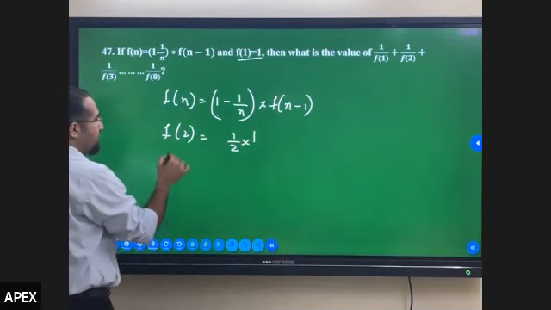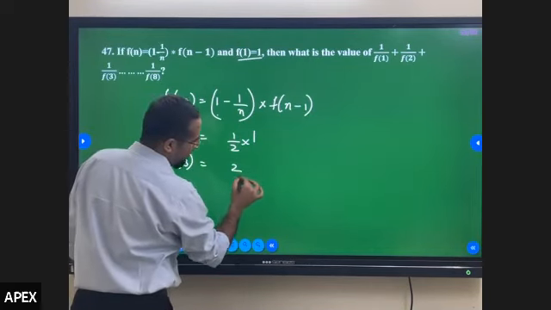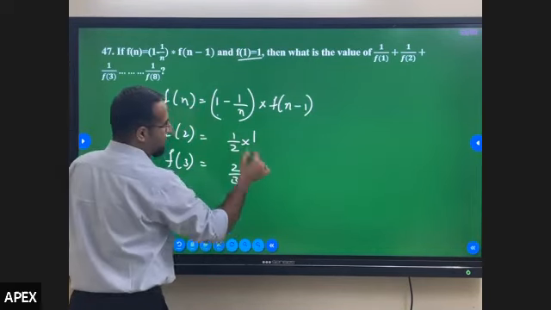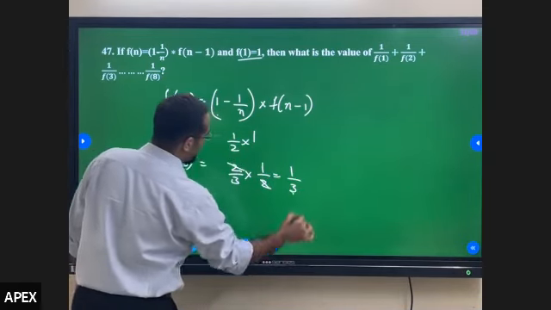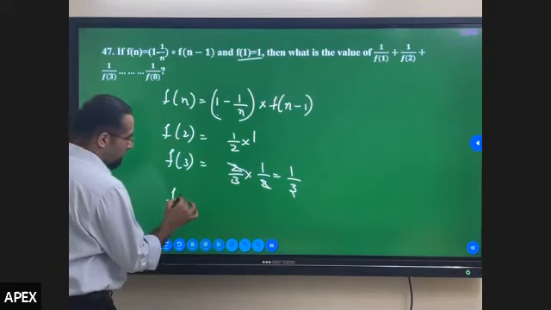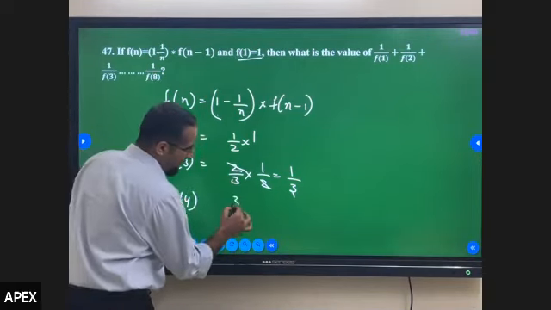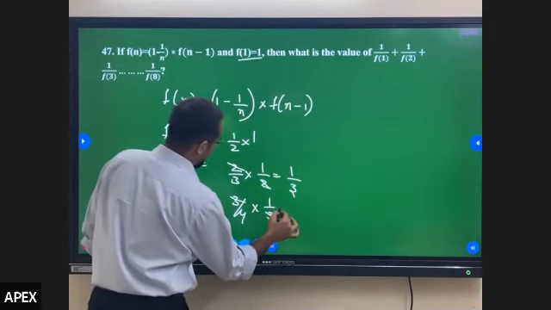Clear? What is f of 3? F of 3 is equal to 1 minus 1 by 3 is 2 by 3 into the previous term, that is 1 by 2, which means that is nothing but 1 by 3. Are we able to see a trend? Let's see. F of 4 is equal to 1 minus 1 by 4 becomes 3 by 4. 3 by 4 into 1 by 3. Wow, that's going to be 1 by 4.